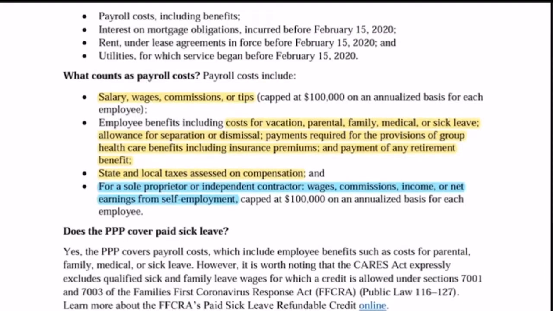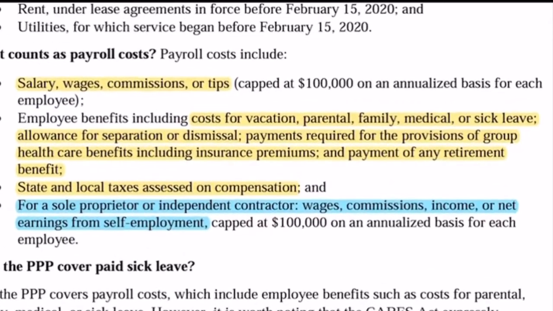Now, we already touched base on this a little bit, but obviously what's in payroll cost is salary, wages, commission, and tips. Everything is capped at $100K per employee, but you want to also take into account benefits for employees: cost of vacation, parental, family, medical, or sick leave, allowance for separation or dismissal, payments required for provision of group healthcare benefits, including insurance premiums, and payments of any retirement benefits.